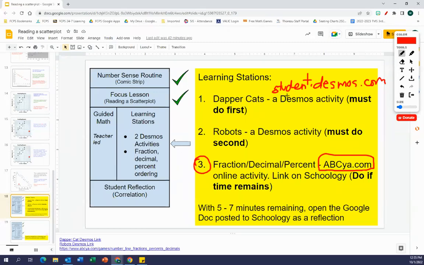When you're done with the two Desmos activities and the fraction decimal percent, regardless, with 5 to 7 minutes remaining, there is a reflection as a Google Doc posted to Schoology. Please make sure you complete that before you leave fourth period today.